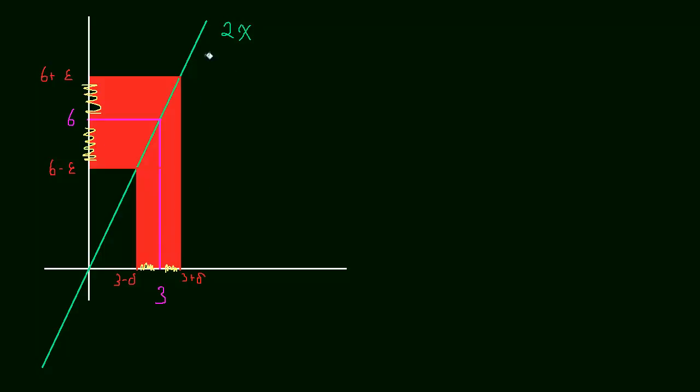So for this particular limit, delta is half of epsilon. And as long as delta is half of epsilon, if we pick an x in this interval here, that will force f of x to be in this interval. So this is a visual representation of what's going on.